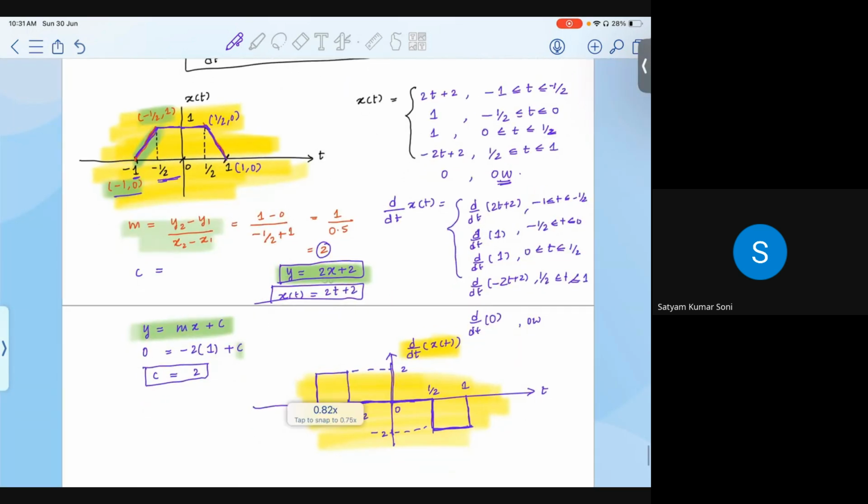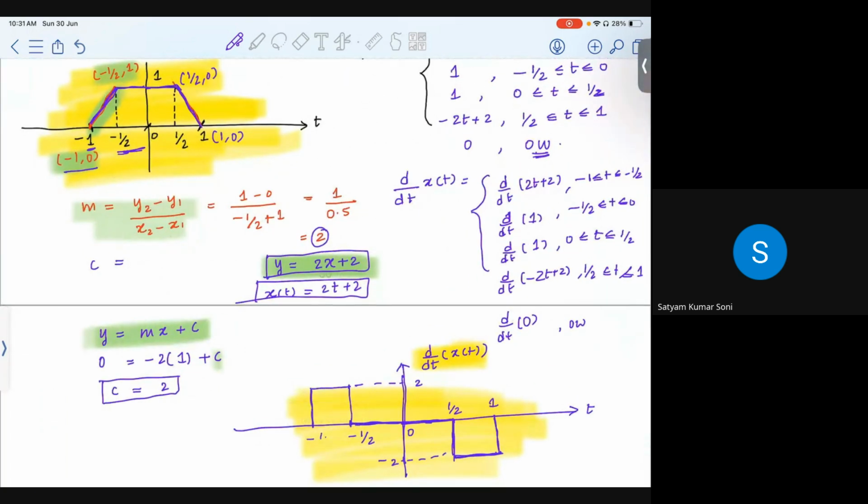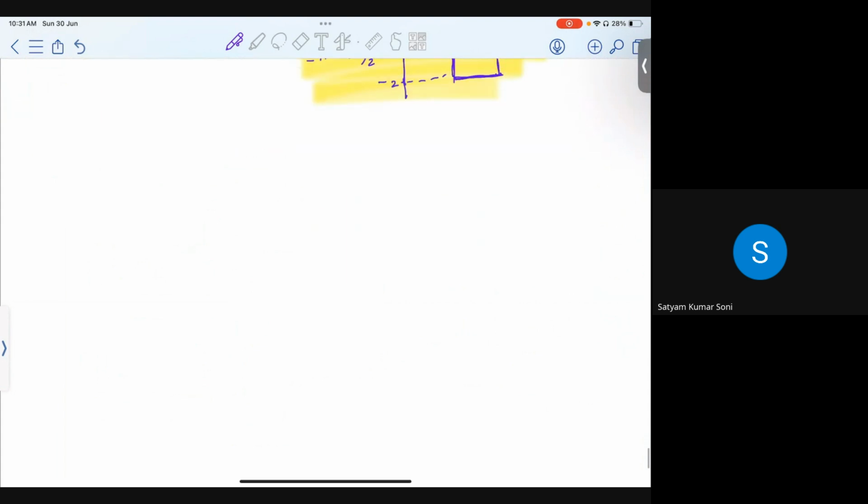Ma'am, please take the example of rectangular function. Rectangular function. All right.